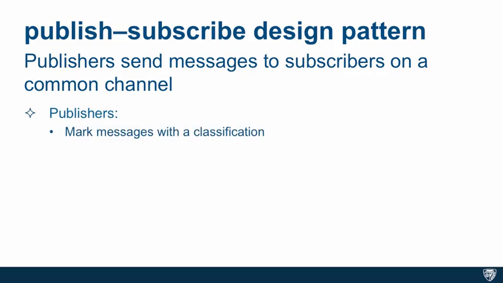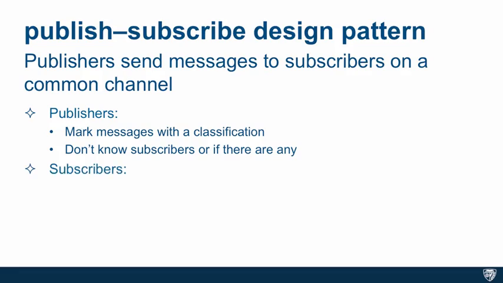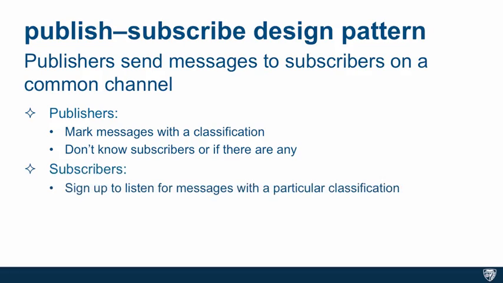So when we speak about publishers, publishers mark messages with some classification. Publishers also don't know the subscribers of their messages, nor do they know if there are any subscribers out there at all. Subscribers, on the other hand, sign up to listen for messages with a particular classification.